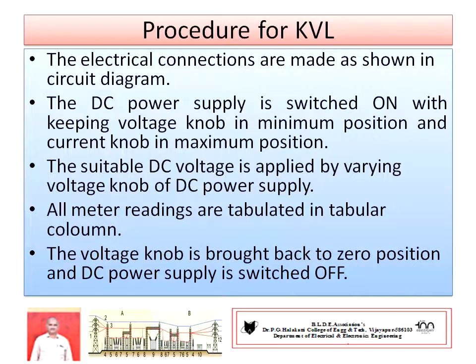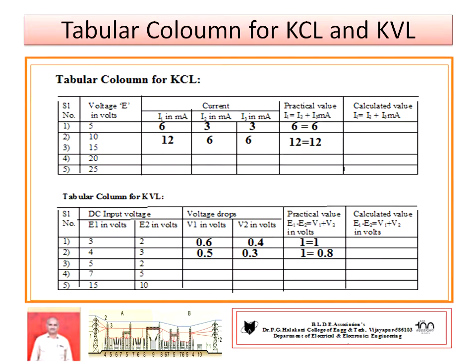All meter readings are tabulated in a tabular column. The voltage knob is brought back to its zero position. Then the DC power supply is switched off. After that, you have to construct the tabular columns for KCL and KVL.